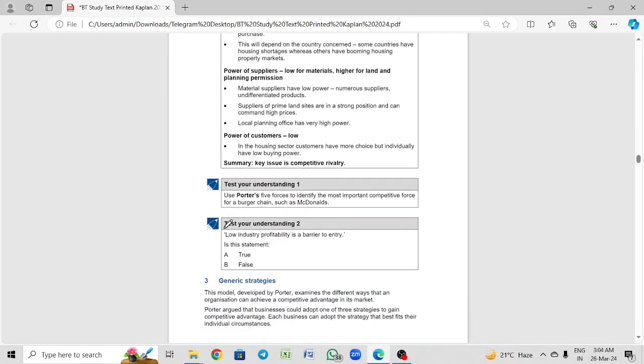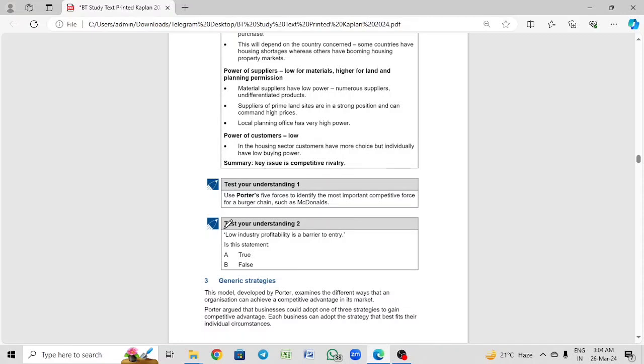So test your understanding number one. Again, such questions do not appear in the exam. We have multiple choice questions. So let's read test your understanding number one. Use Porter's 5 forces to identify the most important competitive force for a burger chain, such as McDonald's.